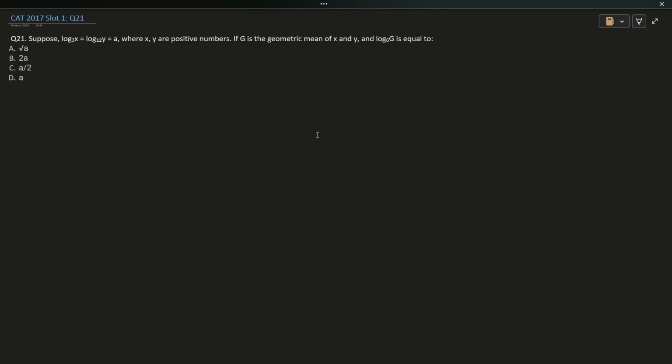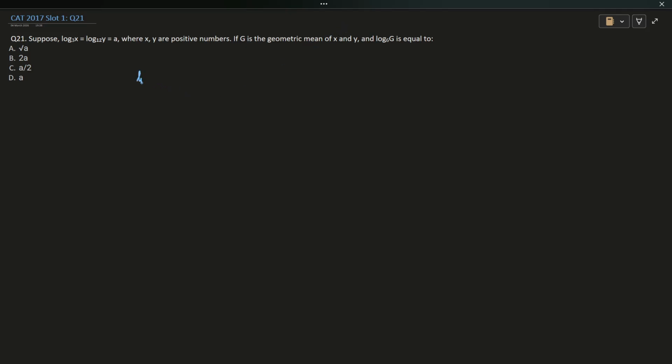We are told that log x to the base 3 is equal to log y to the base 12, and both are equal to a, where x and y are positive numbers. And we are told that g is the geometric mean of x and y. So we need to find the value of log g base 6.